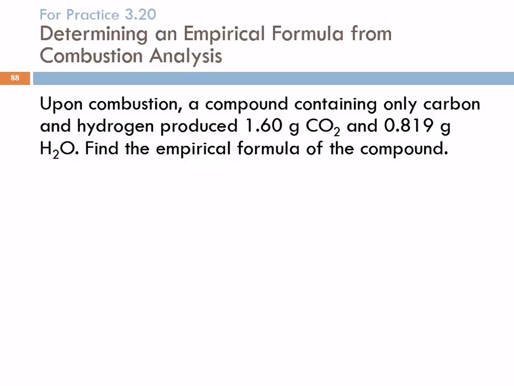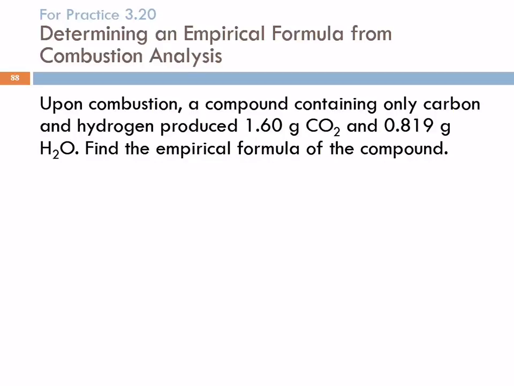So let's do an example here. Upon combustion, a compound containing only carbon and hydrogen, so there's no oxygen in this one, produces 1.60 grams of carbon dioxide and 0.819 grams of water. Find the empirical formula of the compound.